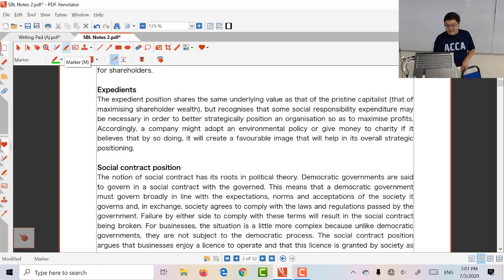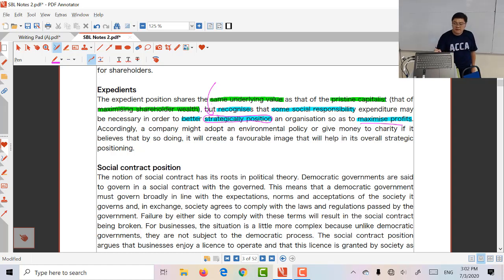Now, Expedient had the same underlying value as pristine capitalists, which means their mind is still about maximizing shareholders' wealth. So that's why I say it's still about money. But the slight difference is they recognize that some social responsibility may better strategically position the company to maximize profit. Now, this becomes a position where we see CSR from the strategic point of view.